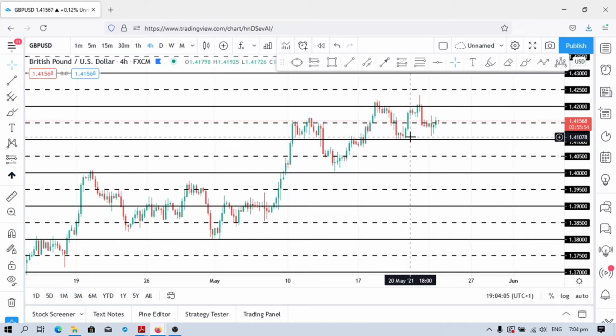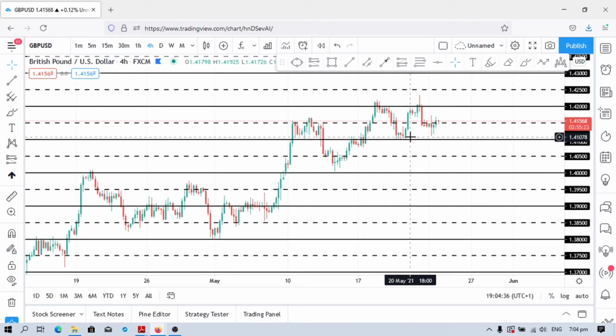Today I want to talk about what are called psychological levels and round numbers. As you can see by looking at the charts, there are just so many lines, and these lines are psychological levels that I've drawn. We have the thick line, which is the main psychological level, and the dotted line, which is what I call the minor psychological level, and I will explain that in a minute.